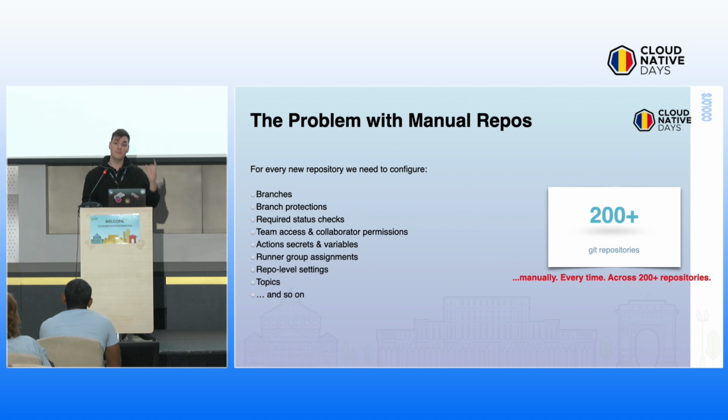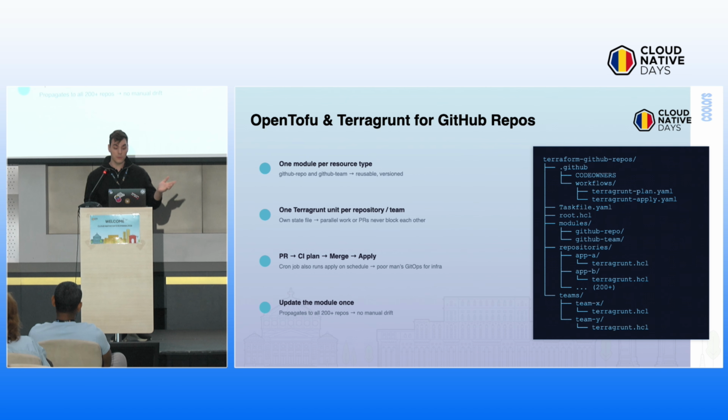And you have to do that manually every single time across 200 repositories. And even that wouldn't necessarily be the end of the world. But let's say we need to change some repo level settings. Now somebody has to go manually through 200 repositories or even more to change those settings. And drift is bound to happen. So here's what we did.